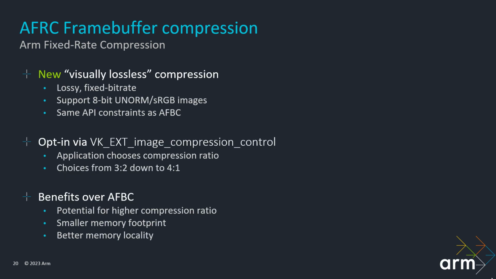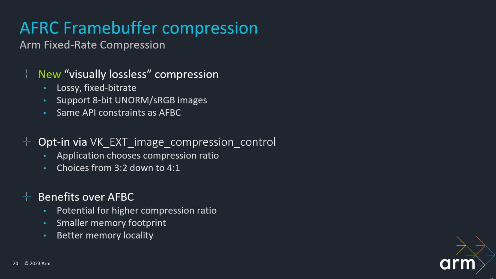This year, we'd like to introduce AFRC, Arm Fixed Rate Compression. This is a new visually lossless compression, much like display stream compression, and it is a lossy fixed bitrate, but you really can't see the loss. We support it for 8-bit UNorm and sRGB images, both 1, 2, 3, and 4 component, and it has the same API usage constraints as AFBC.